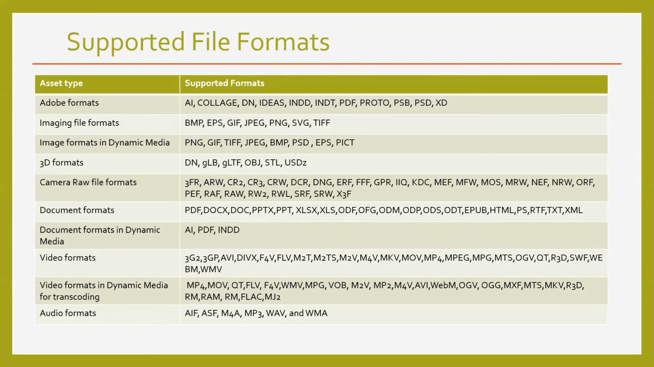In this slide, you can see the supported file formats for Asset Cloud Service. Some of the examples are Adobe formats, imaging file formats, image formats in dynamic media, 3D formats, video formats, audio formats, etc. Any additional format can be handled by a post-processing workflow with relevant integration with an API service.